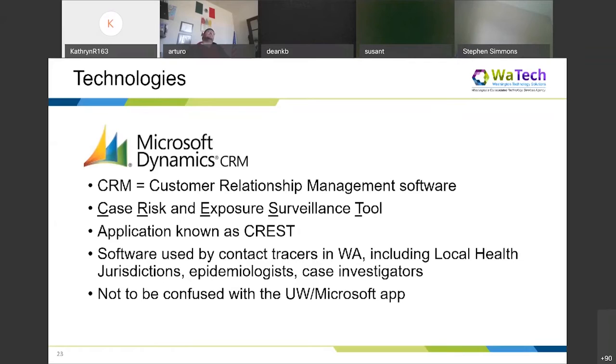They're looking to expand the use of this platform, especially given the volume of case monitoring that needs to occur for the pandemic. And one thing I wanted to point out is I think I've heard some confusion with the Microsoft Dynamics CREST platform and the actual app, the Common Circle app. I think there's been some confusion because they've both been talked about and looked at for adoption at the same time, but the CREST platform is not the same as the app that's being developed.